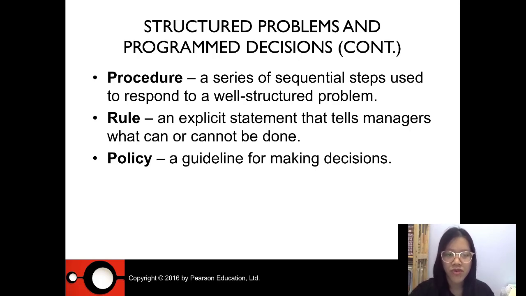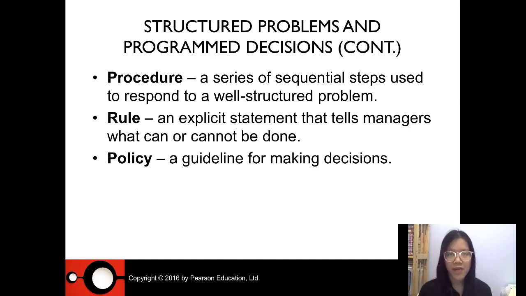In contrast to a rule, a policy establishes general parameters for the decision maker rather than specifically stating what should or should not be done. Policies typically contain an ambiguous term that leaves interpretation up to the decision maker.